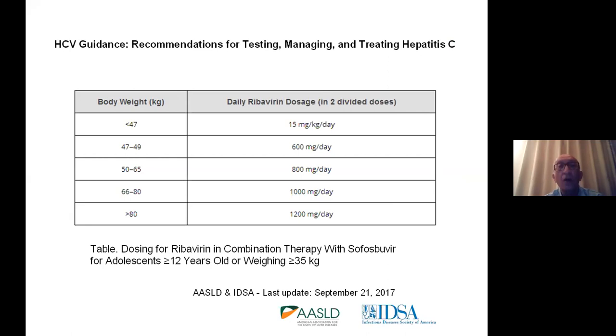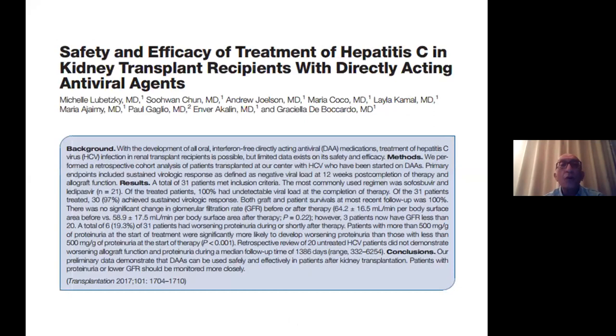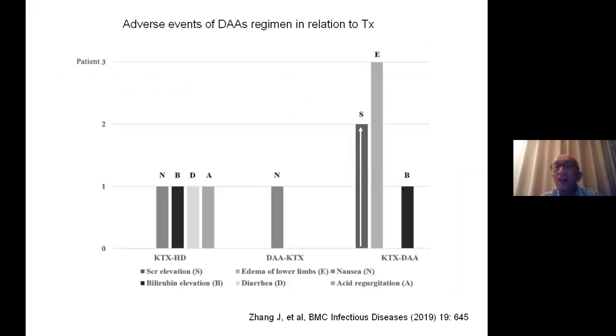Lubetsky demonstrated the safety of treatment of hepatitis C in kidney transplant recipients, and he studied the effect on 31 patients. He noticed that 3 patients had an impaired kidney function, which was temporary, and 6 of the 31 patients had a worsening of the proteinuria related to the period of treatment. And this is a repeated slide again, where you can see a direct effect of the direct acting antivirals on renal function. You can get impairment of the kidney function, which is usually transient.